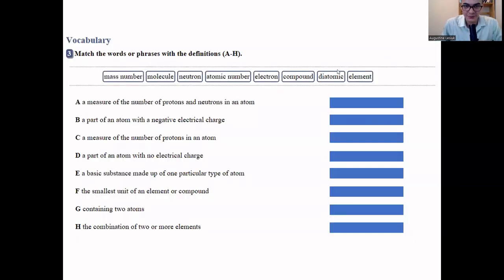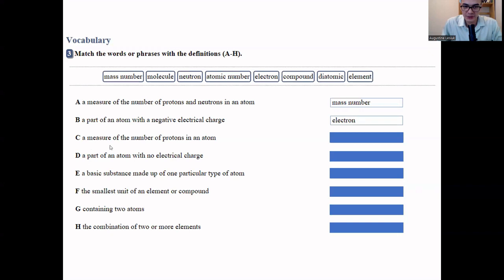Here are the answers. For the first one, a measure of the number of protons and neutrons in an atom. We call this the mass number. So if we add up the number of protons and neutrons in an atom, you get the mass number. All right. Next, a part of an atom with a negative electrical charge. We call that an electron. So electron is the part of the atom with a negative electrical charge.